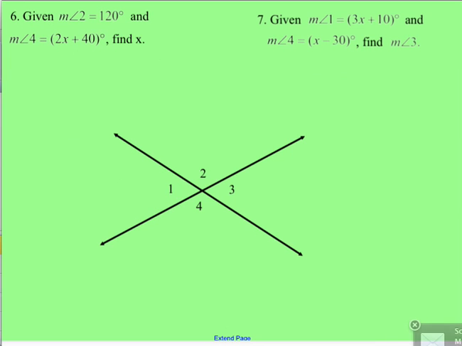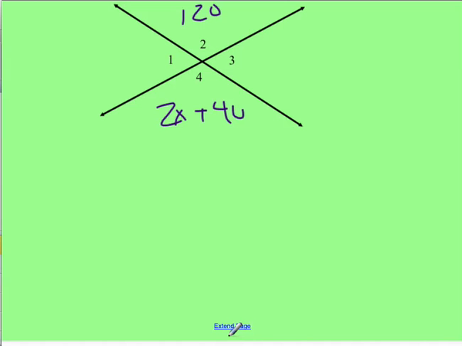Let's take a look at number 6 and number 7. So starting with number 6, given that the measure of angle 2 is equal to 120 degrees and the measure of angle 4 is equal to 2x plus 40, we need to find x. So the measure of angle 2 is 120 degrees. The measure of angle 4 is 2x plus 40. So I need to figure out how angle 2 and angle 4 are related. Well, I notice that they're vertical angles, which means they are equal to each other.